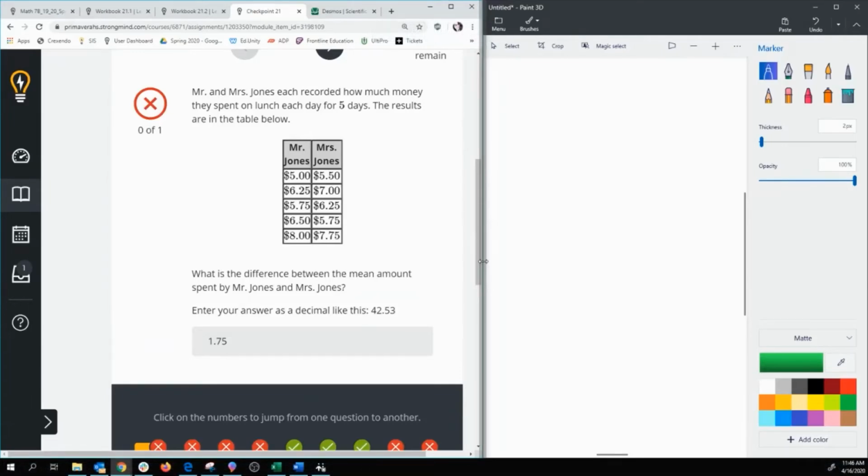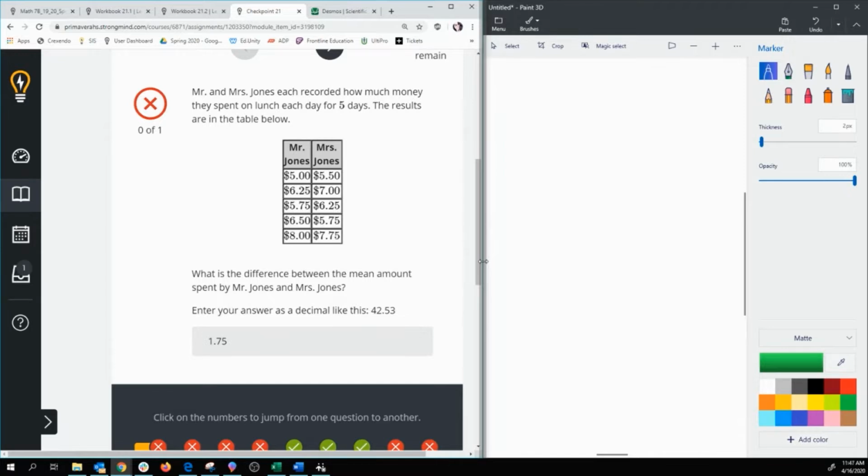All right, so for the first question on checkpoint 21, it says that Mr. and Mrs. Jones each recorded how much money they spent on lunch for 5 days. The results are shown in the table below. The question is asking us what is the difference between the mean amount spent by Mr. Jones and Mrs. Jones. So we want to know what the difference between the mean is from what both of these two people spent.